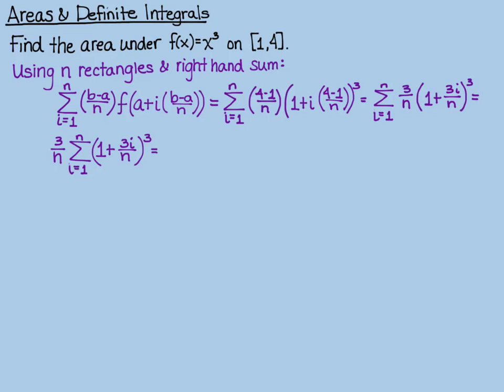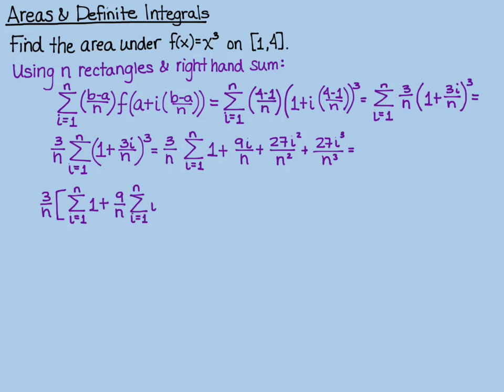In order to solve this sum, I can pull the 3 over n out of the sum because it doesn't have an i in it. So I'm left with the sum as i goes from 1 to n of 1 plus 3i over n quantity cubed. I can then FOIL out the 1 plus 3i over n, and I'm left with 3 over n times the sum as i goes from 1 to n of 1 plus 9i over n plus 27i squared over n squared plus 27i cubed over n cubed. Remember to FOIL.